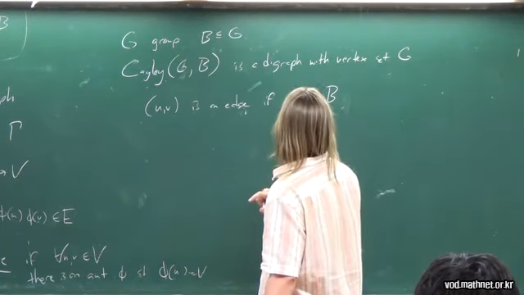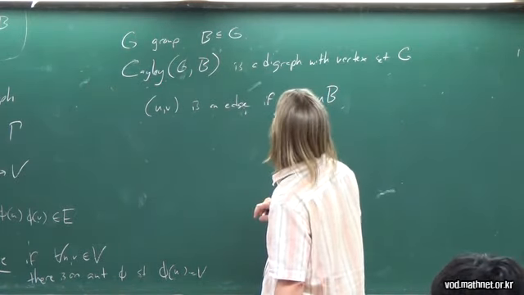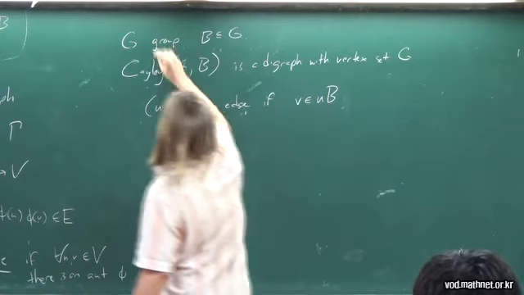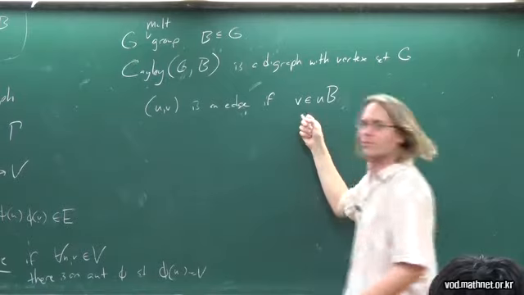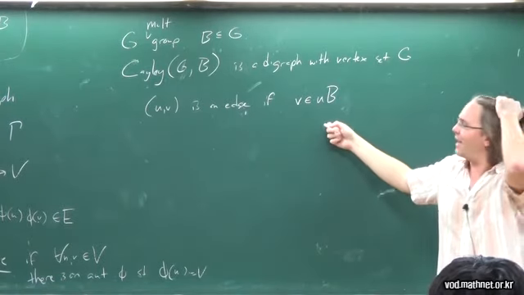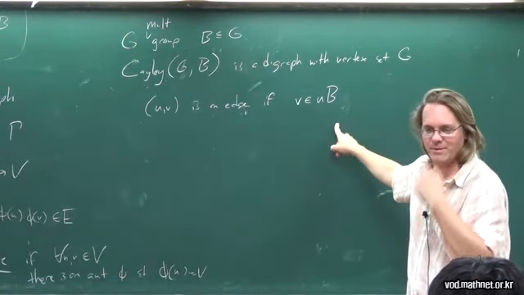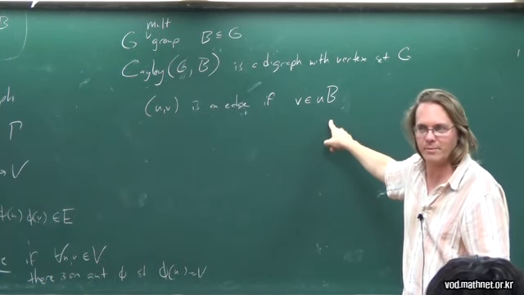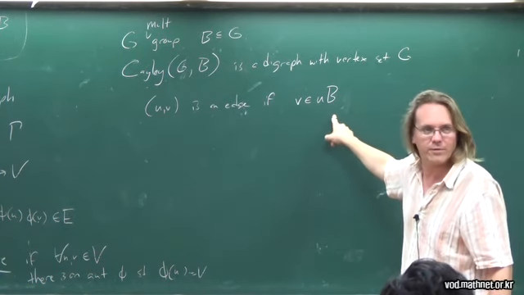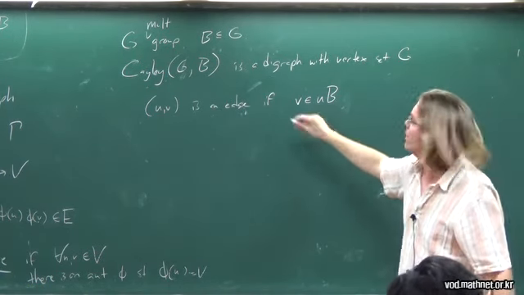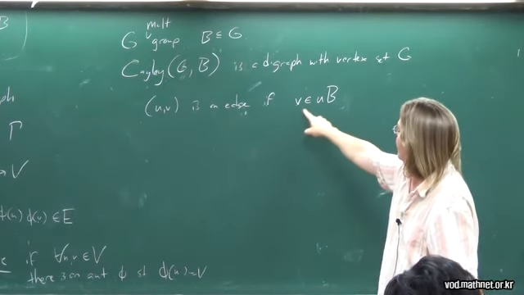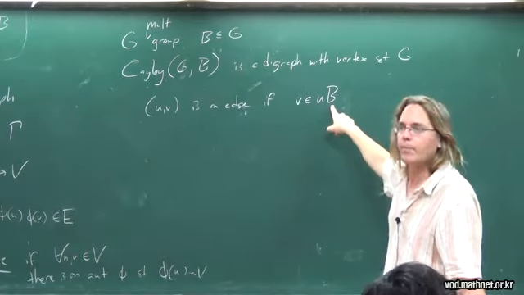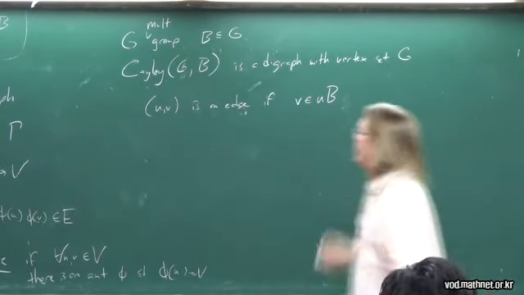Oh, and now I seem to be working multiplicatively. Let me do this multiplicatively. For our purposes, we're mostly going to stay in abelian groups, but it's nice to define this in general groups. So G will be a multiplicative group, and (u, v) is an edge if and only if v is in u times B.